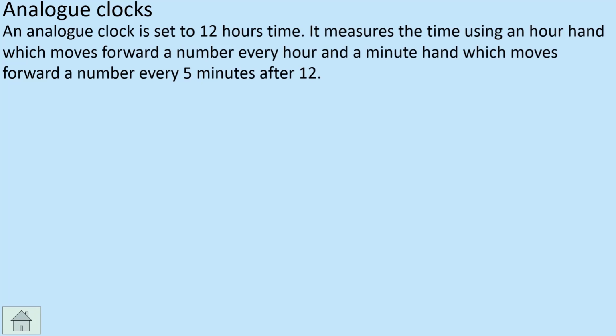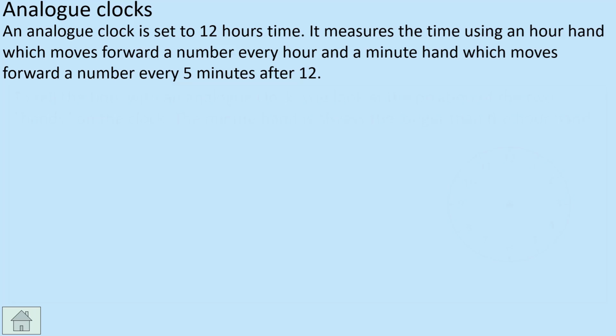So first of all, an analog clock. Well, what is an analog clock? Well, an analog clock is set to 12 hours time only, and it measures the time using an hour hand, which moves around the clock forward one number every hour, and then of course a minute hand, which also moves around the clock, but that moves around a number every 5 minutes after 12. All right, so what does that mean?